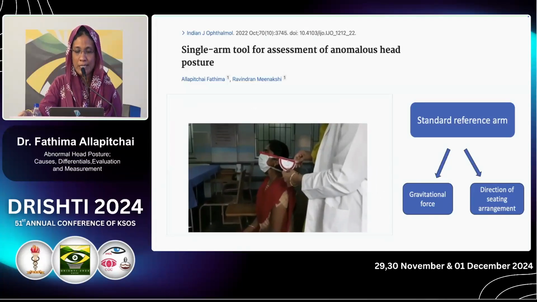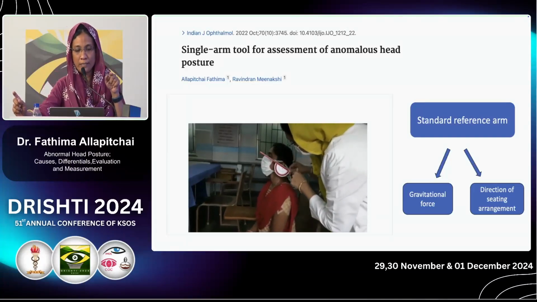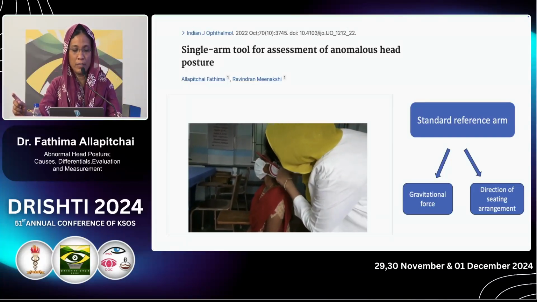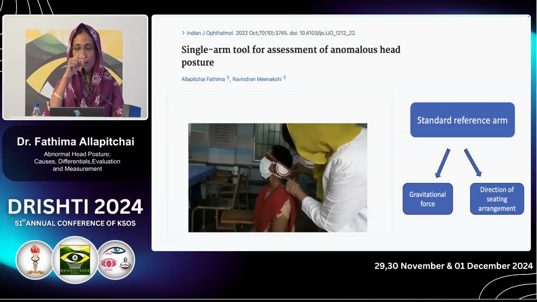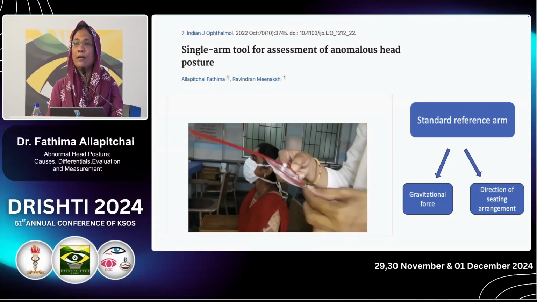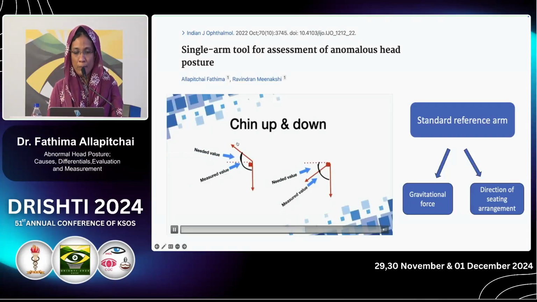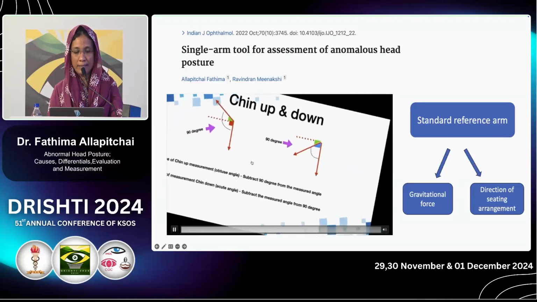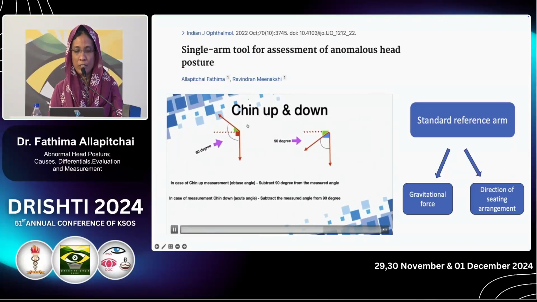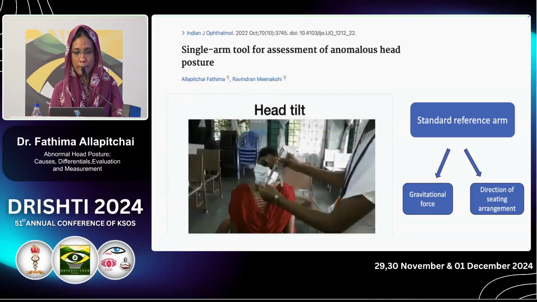So what we are going to do is align one particular arm, that plastic part we have attached to give it one arm. So that arm is aligned to the lateral canthus, and the remaining standard arm will be taken care of by gravity, right? But the problem is, we have measured this whole angle, but we want only this angle, right? So we will subtract this 90 degrees from what we measured for chin up, and measure the value from 90 degrees for chin down measurement.